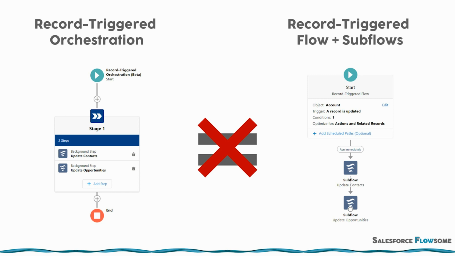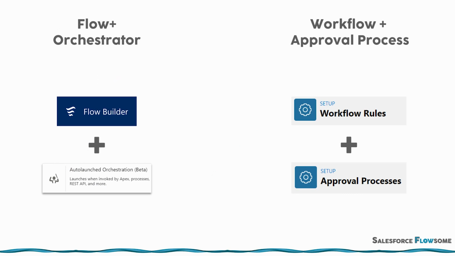So the feature is currently in beta, but I'm sure that there are many more exciting updates to come. Personally, I think Flow and Orchestrator together will replace workflow and approval process in the long term, because the approval process is actually quite annoying to set up sometimes.